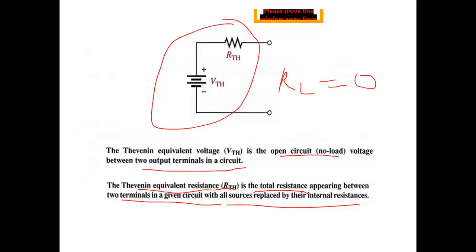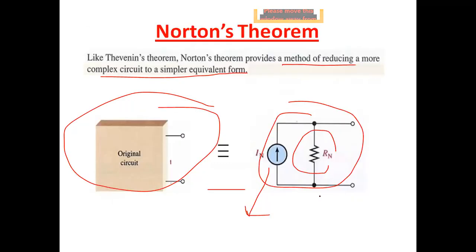In the previous case, it was Thevenin voltage and Thevenin resistance. Both were connected in series, because the voltage and resistance were there. In case of Norton's theorem, it is current and resistance. So current and resistance both will be in parallel with respect to each other. So Norton current and Norton resistance will be there.